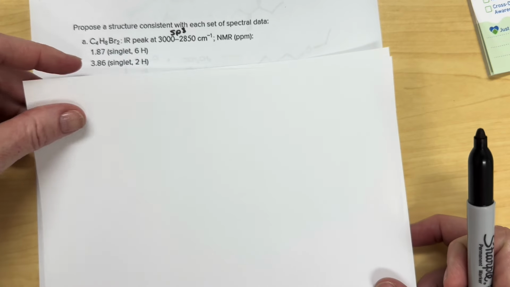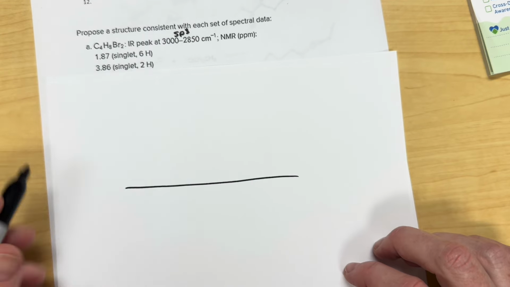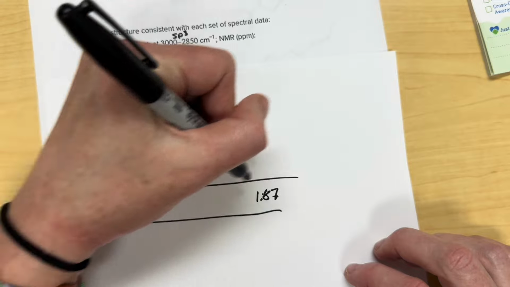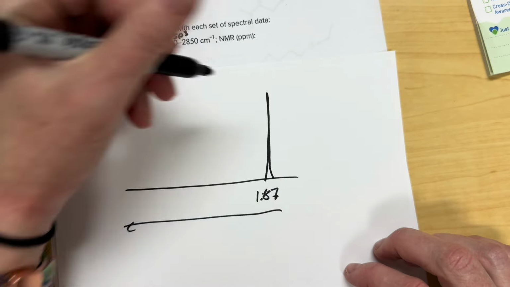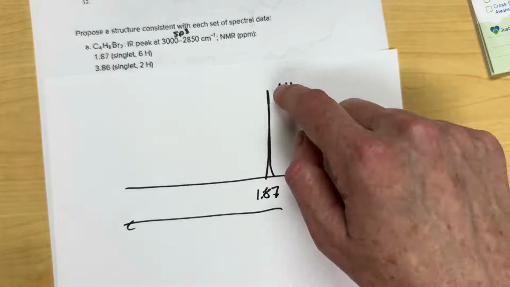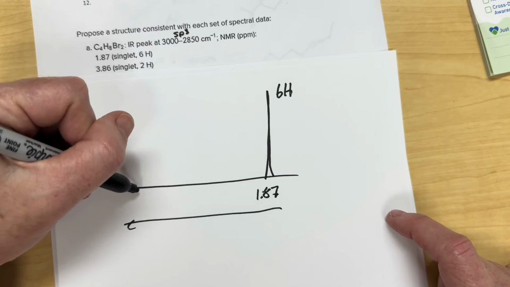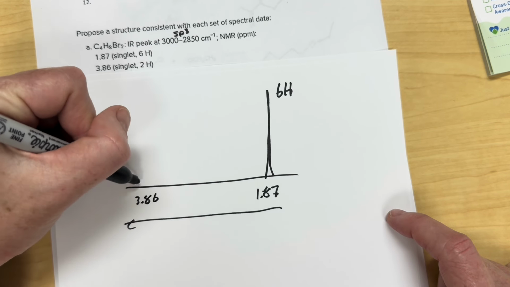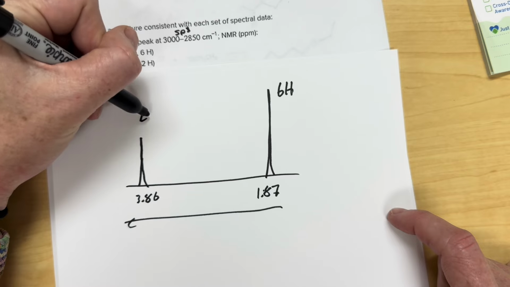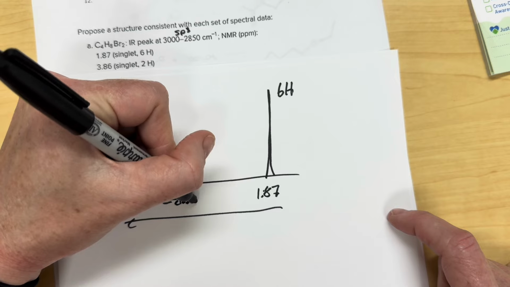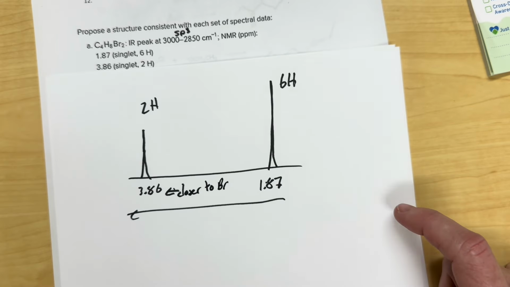Okay, so let's go ahead and try to figure this one out. It's saying you have a singlet at 1.87. Remember, the numbers go up this way. So at 1.87, you've got a singlet, and it's 6H. Its integral is 6. I mean, there are 6 hydrogens that see no neighbors. Here we have a singlet at 3.86 with 2H. This one, because it's farther downfield, is closer to the bromine.